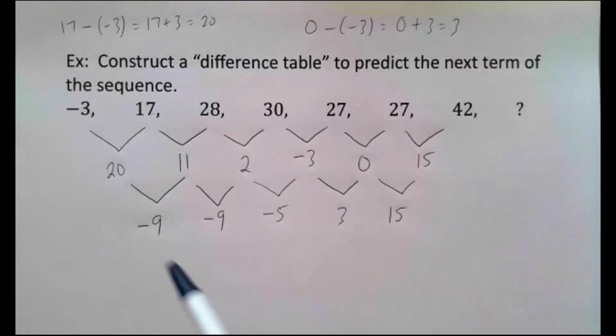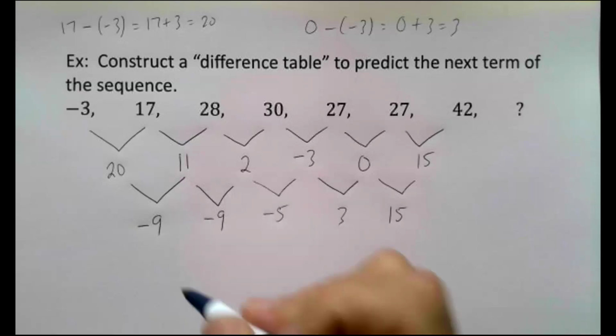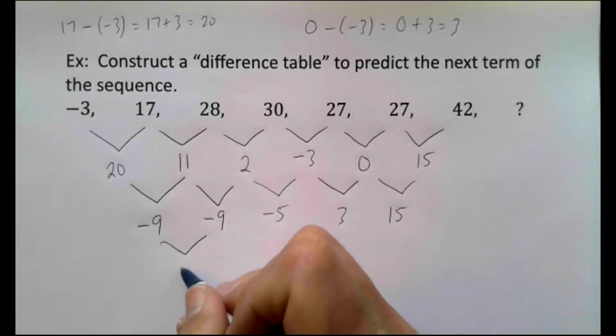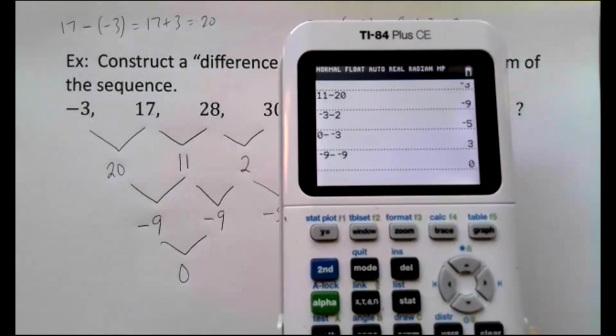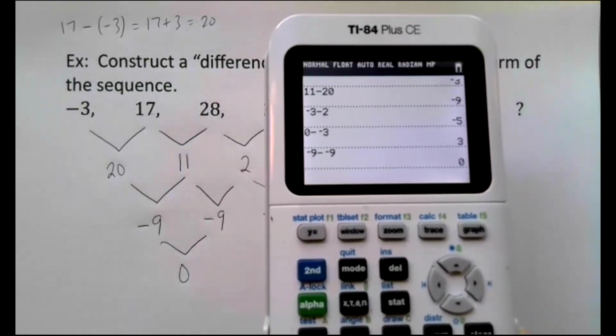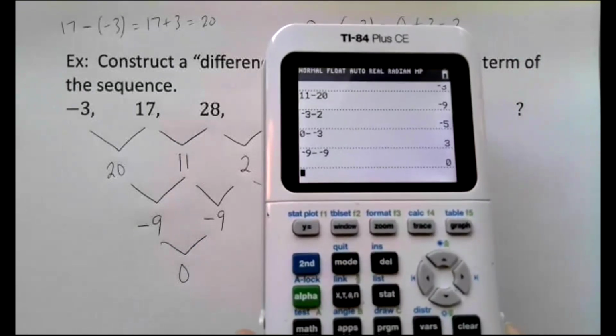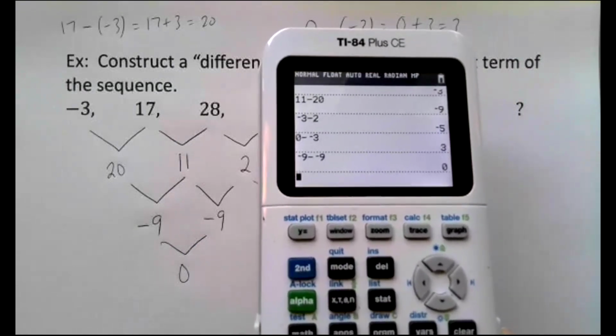I'm going to assume that most of us probably do not see a pattern right here. So go again. The idea on the difference table is to keep going until you see a pattern and then work your way back up. Think about -9 take away -9. I'm going to tell you that's 0. On the calculator, it would look like that. -9 minus -9. Remember that minus a minus becomes a plus. That's really -9 plus 9, which is why we're saying 0.